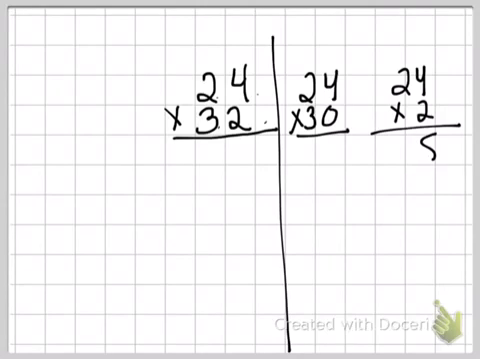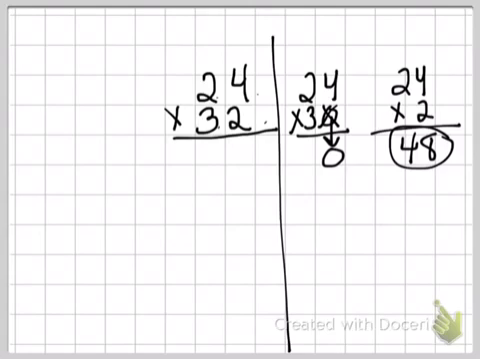2 times 4 is 8. 2 times 2 is 4. We get 48. Now we solve this one. Now we know that an easy thing to do with the 0 is just slide it down. And now it's gone. And we can just multiply easily this way.